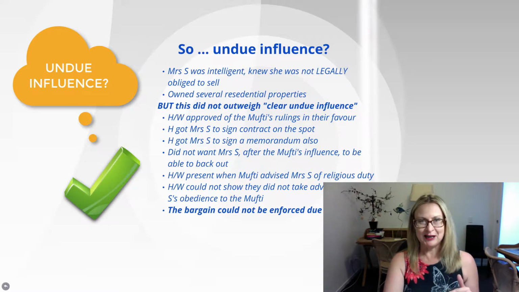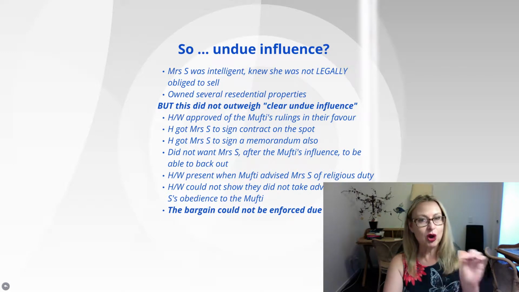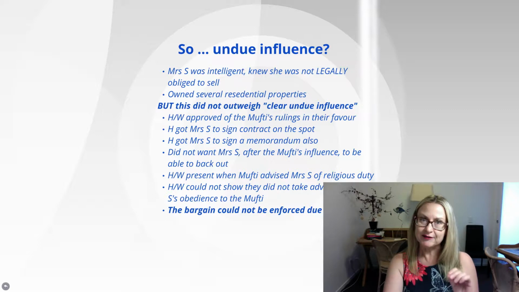The husband and the wife obviously approved of the Mufti's rulings. They got Mrs. Siddique to sign a contract on the spot, but the husband knew that just getting her to sign off on the contract wouldn't guarantee in an ironclad fashion that she couldn't back out of the deal, because there would have to be an exchange of contracts at the solicitors and various other formalities. And so the husband got Mrs. Siddique to sign off on a memorandum that effectively would have prevented her from backing out of the deal. Obviously, the husband and wife were present when the Mufti advised Mrs. Siddique of her duty, and in all those circumstances, they couldn't show that they didn't take advantage of Mrs. Siddique's obedience to the Mufti, so they couldn't enforce that particular bargain.